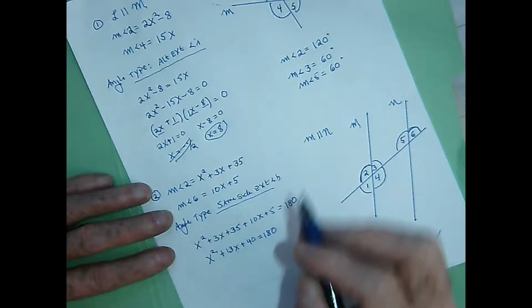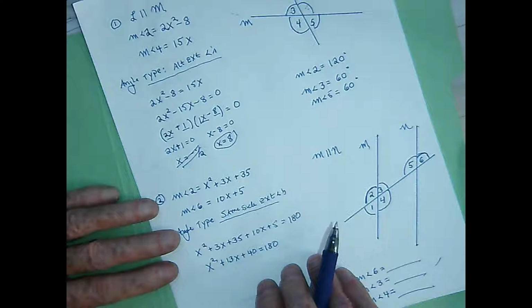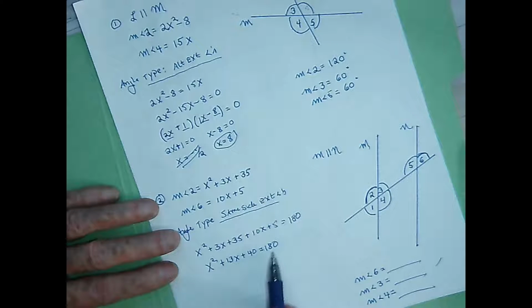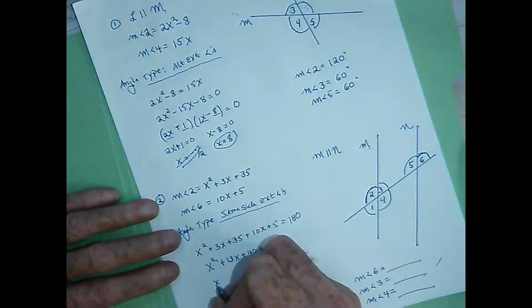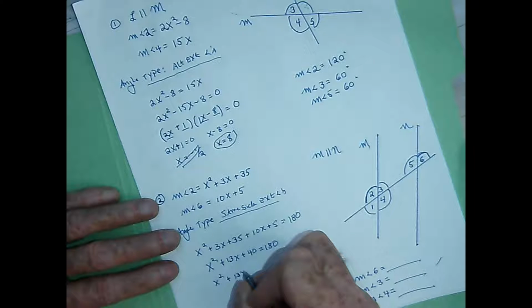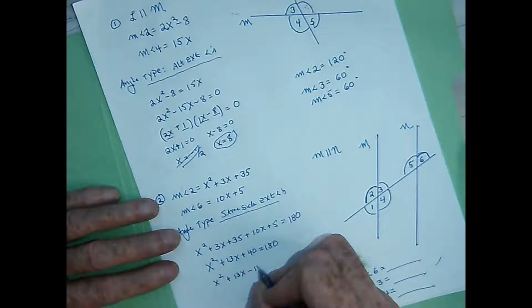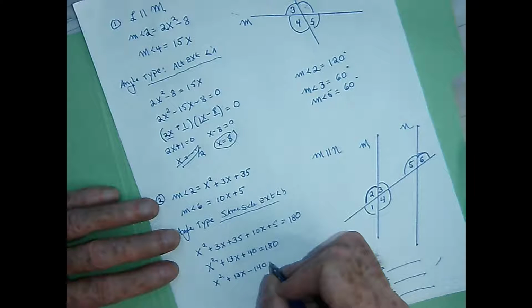But this quadratic, like every other quadratic you'll ever do, you're going to set it equal to 0 before you do anything else. And so to do that, we're going to subtract 180 from both sides, leaving me with x squared plus 13x minus 140. 40 take away that 180, minus 140 equals 0.